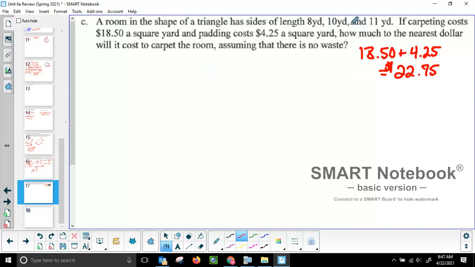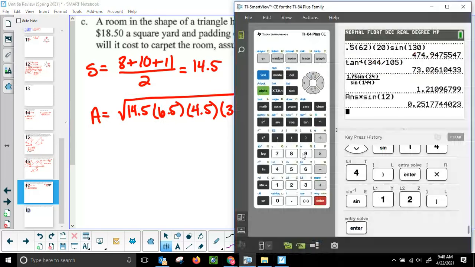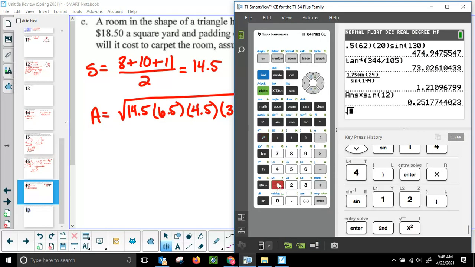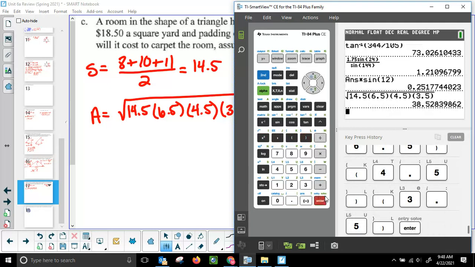Well, it gives us three sides. We can use Heron's formula, where S is equal to A plus B plus C divided by 2. So that's 29 divided by 2 is 14.5. And then the area is equal to the square root of S times S minus A times S minus B times S minus C. So we plug that into our calculator. And we get 38.528 dot dot dot.